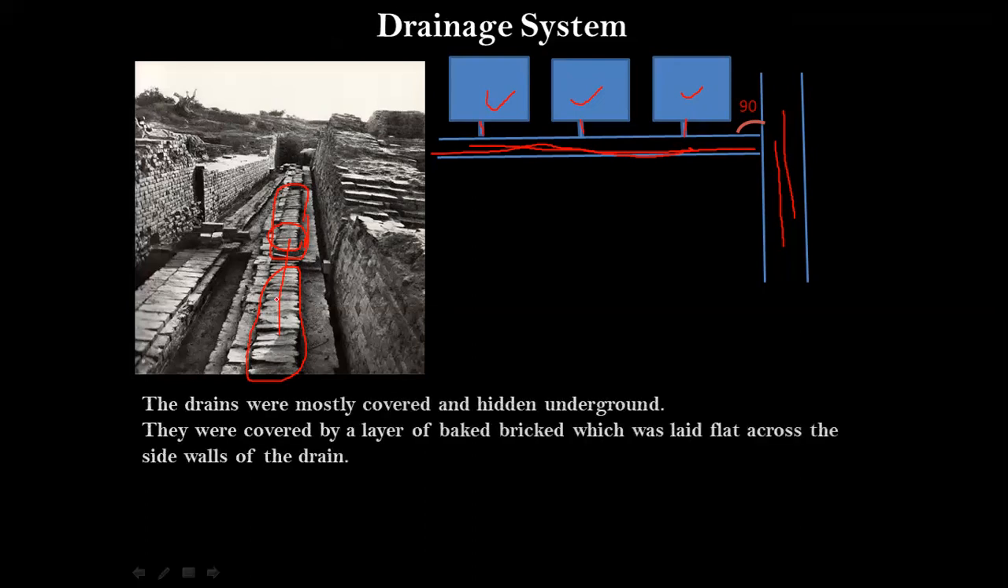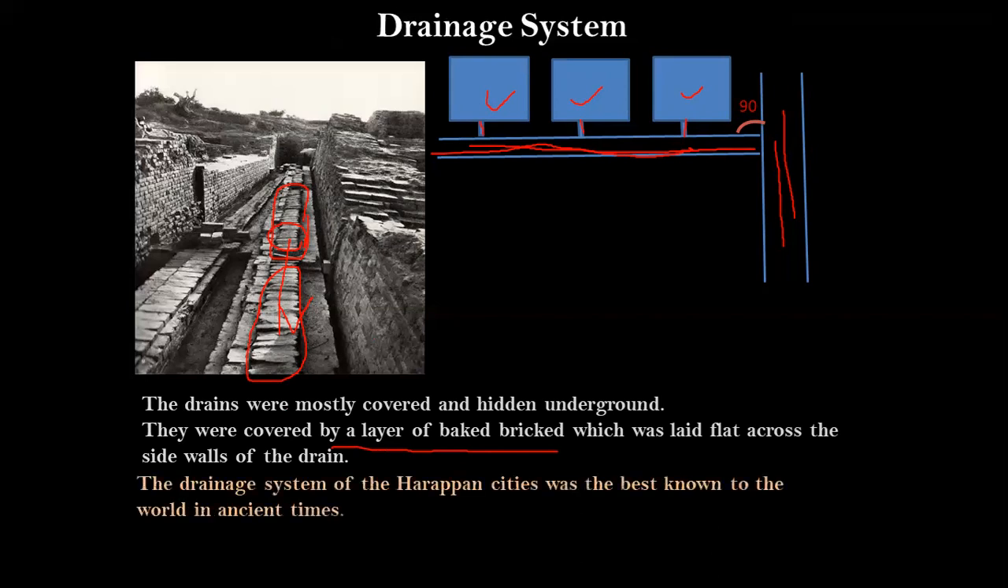Let's have a look here. The drains were mostly covered and hidden underground. They were covered by a layer of baked bricks, like we have discussed just now, which was laid flat across the side walls of the drain. The drainage system of the Harappan cities was the best known to the world in ancient times. The brickwork prevented the dirty water from leaking. So this is all about the drainage system. We should keep this in mind. This is a very important topic.